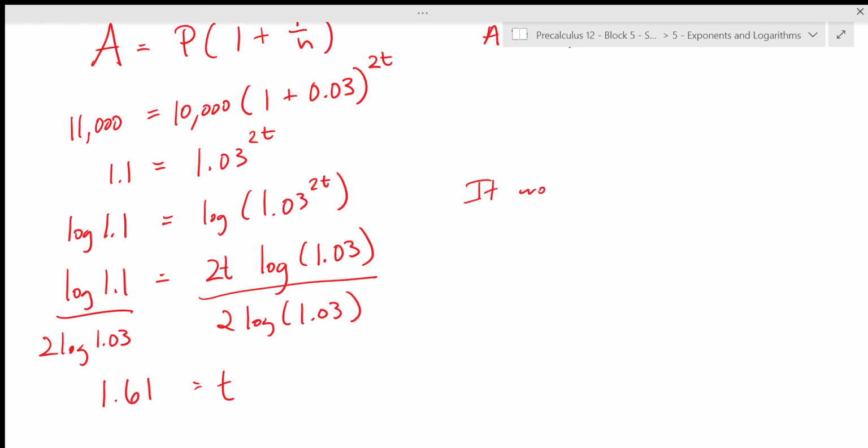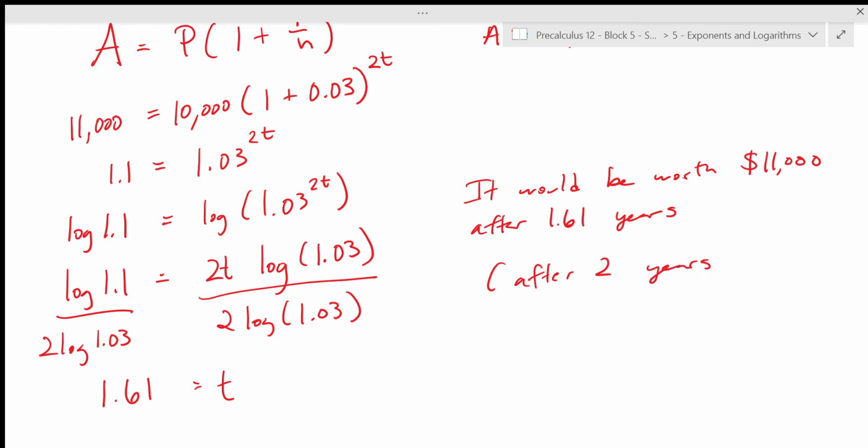It would be worth $11,000 after 1.61 years, but in actuality, in real life, after 2 years would be when that interest would actually be paid. So generally an answer like 1.61 years I would accept, but if you're really looking to extend your thinking, think about how that would play out in the actual real life scenario if you tried to do that.